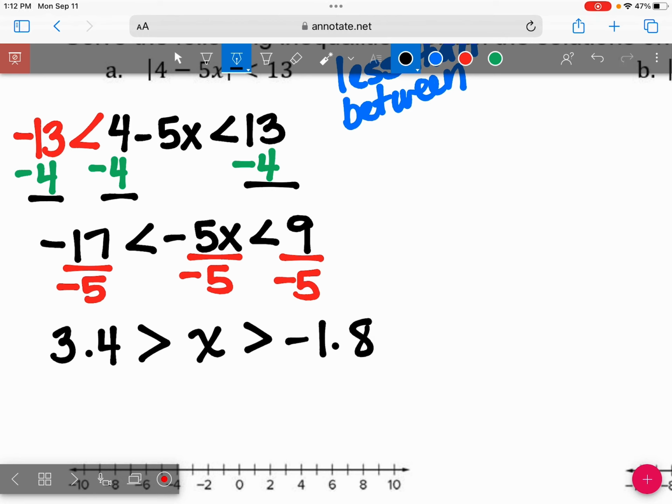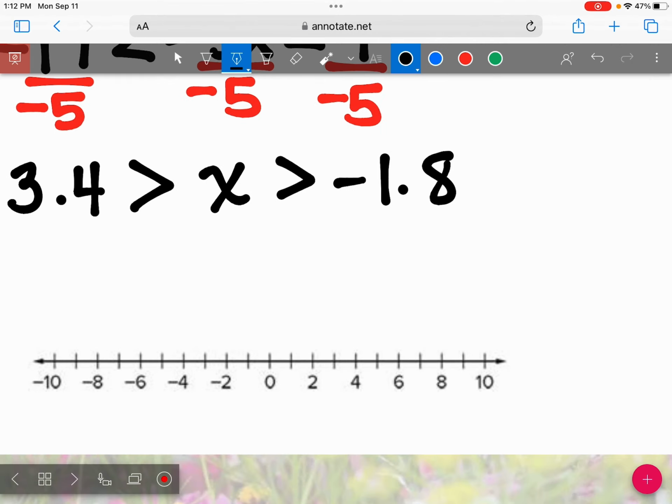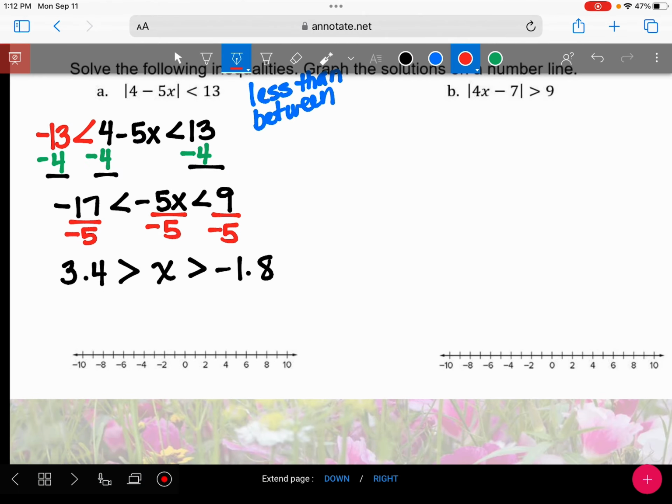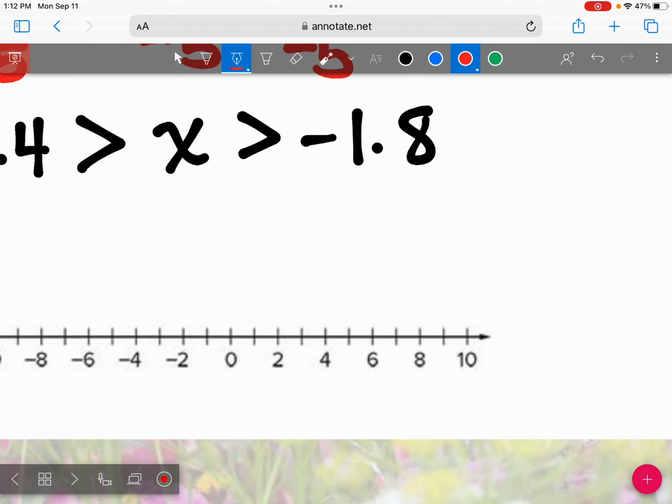Okay. So this means that we're going to put a point at negative 1.8, which is basically negative 2. So we have an open circle at negative 2-ish, negative 1.8. And we also have one at 3.4. And then we connect it in between.